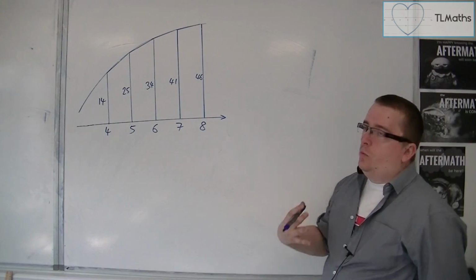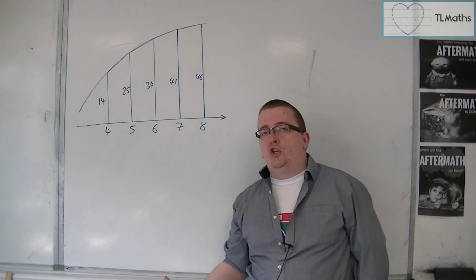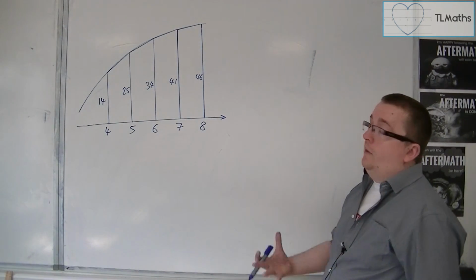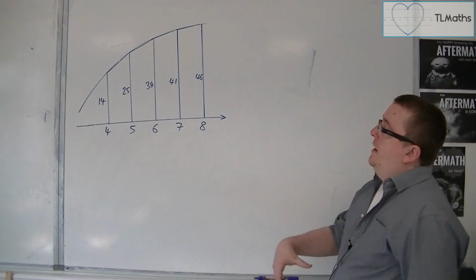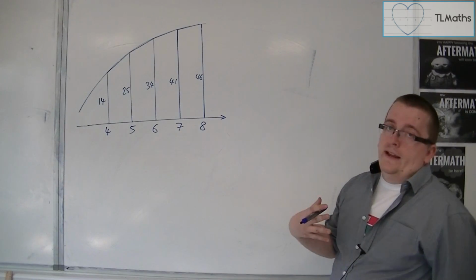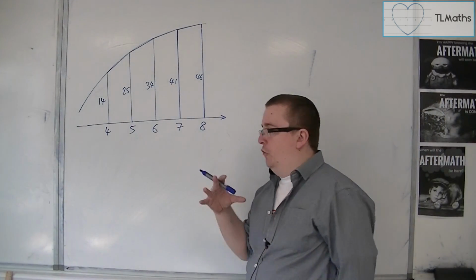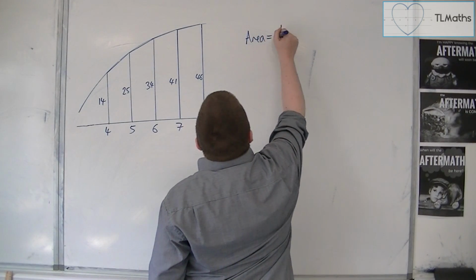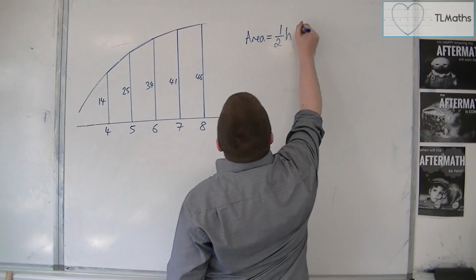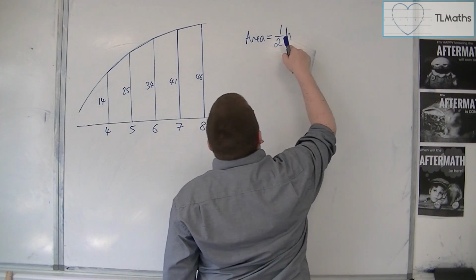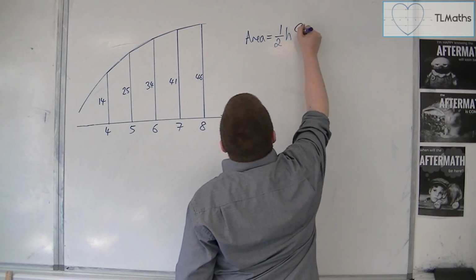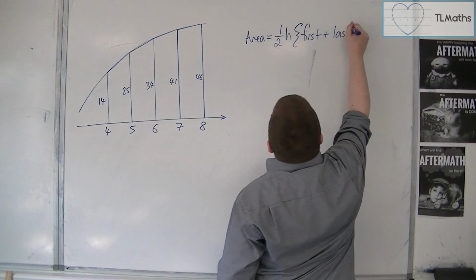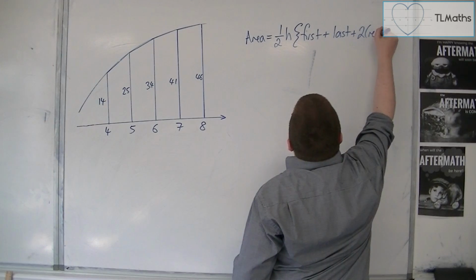Now, you could work out the area of each one individually, but there is a quicker way of doing it, and that's using the formula that's in the formula booklet. Now, the formal way is in the formula booklet. The informal way of that is that the area is 1/2 h, the strip width, times the first plus the last plus 2 lots of the rest.